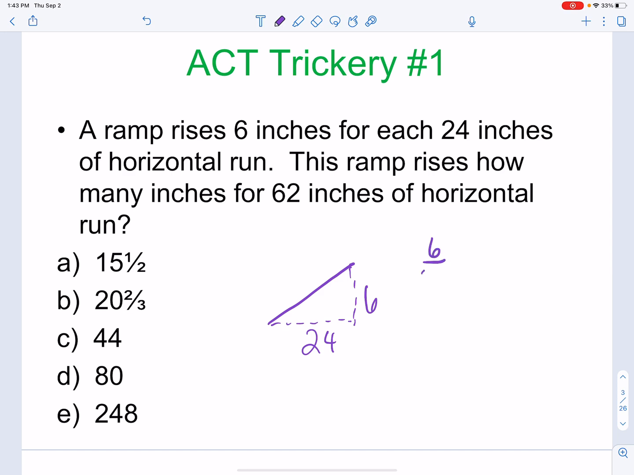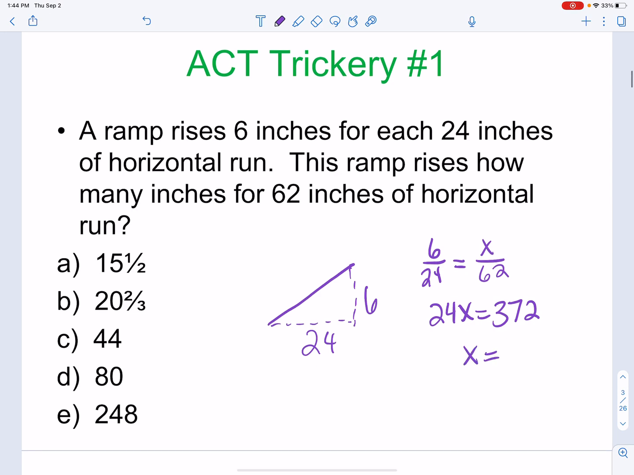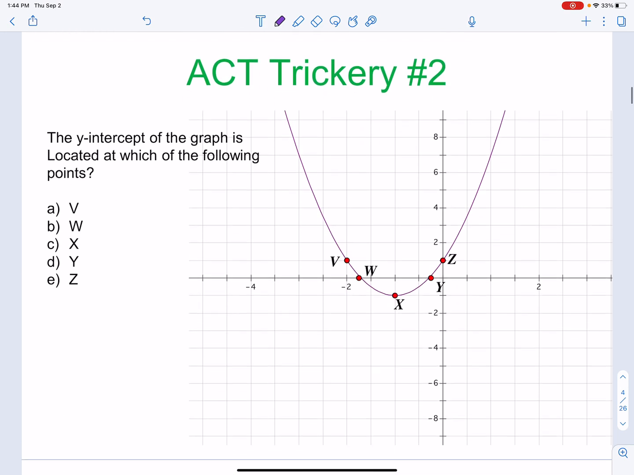So I'm doing 6 over 24, rise over run, equals x over 62. And so I'm taking out a little calculator here. If you need to use your phone on this, because I do not expect you to do 6 times 62 without a calculator. So you're doing 6 times 62, and that's 372. So you get 24x equals 372, and you're going to divide both sides by 24, and your answer is 15.5. Okay, so that's going to be 15 and a half. Okay. So try this one.